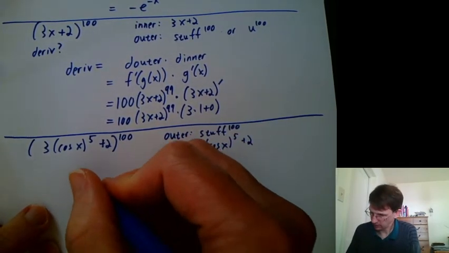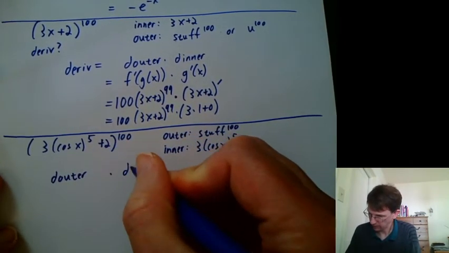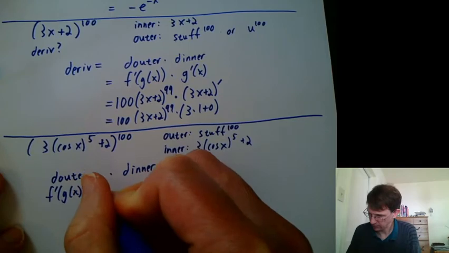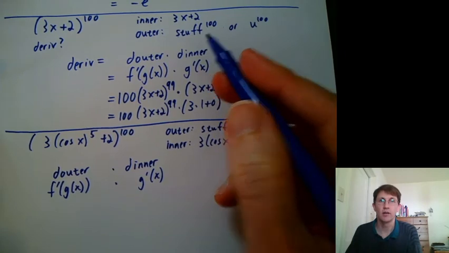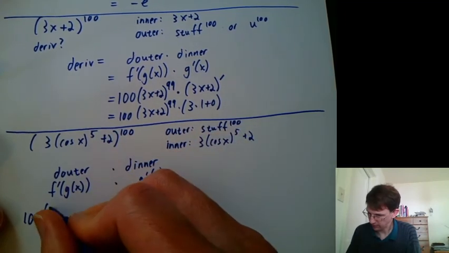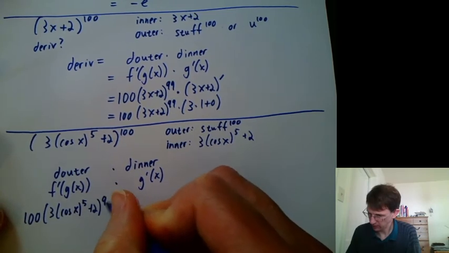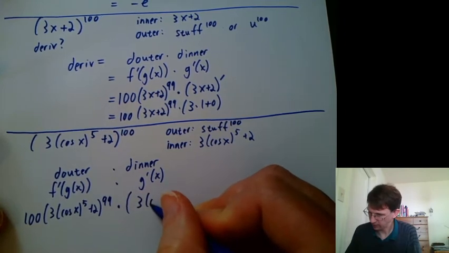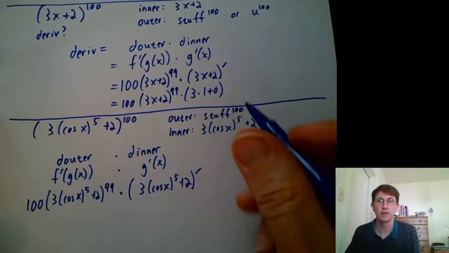All right, so then we'll do, we've got to save some room here, d outer times d inner, or you could say f prime of g of x times g prime of x. Well, just like before, our outer is stuff to the 100, so the derivative of that is 100 times all that stuff, 3 cosine x to the 5th plus 2, to the 99, and then times the derivative of the inner stuff. So we'll write the inner stuff here, 3 cosine x to the 5th plus 2, derivative. Okay, just like we did there.